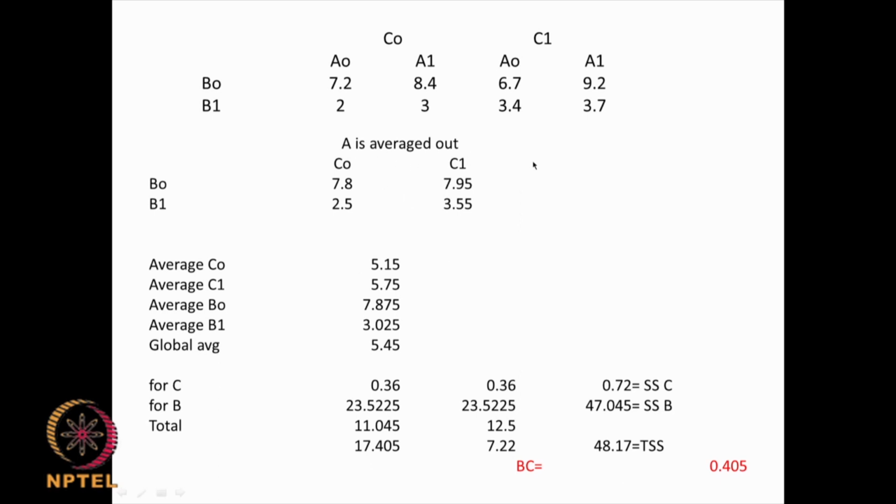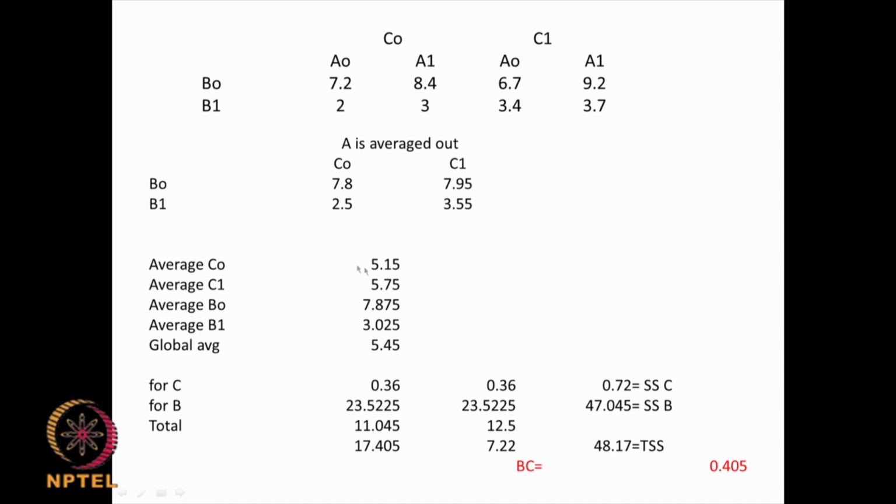So, how do I average out A? I will take this plus this, add up, divide by 2. This plus this, add up, divide by 2. That will be the column for C naught and row for B naught. This plus this, add up, divide by 2. This plus this, add up, divide by 2, that will be the column for C1. So, A is averaged out, understood.